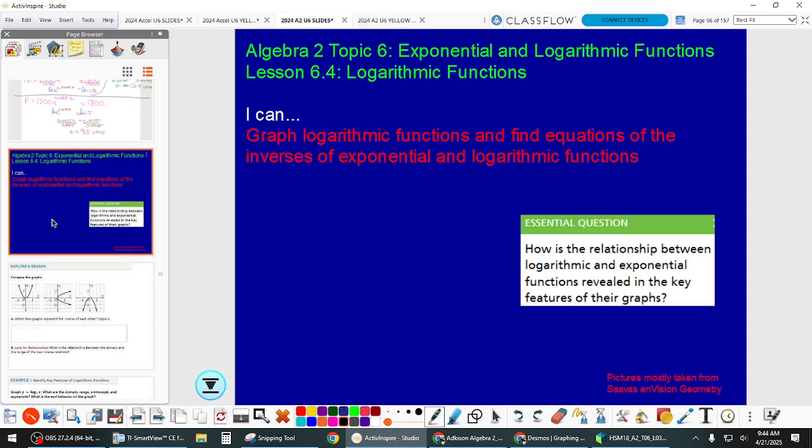But right now, grab your notes. We're going to move on to some graphs of logarithmic functions. And maybe if we have time, we'll talk about inverse functions as well. Have you guys ever done inverse functions before? Like finding inverse? Does it sound familiar? That's okay.